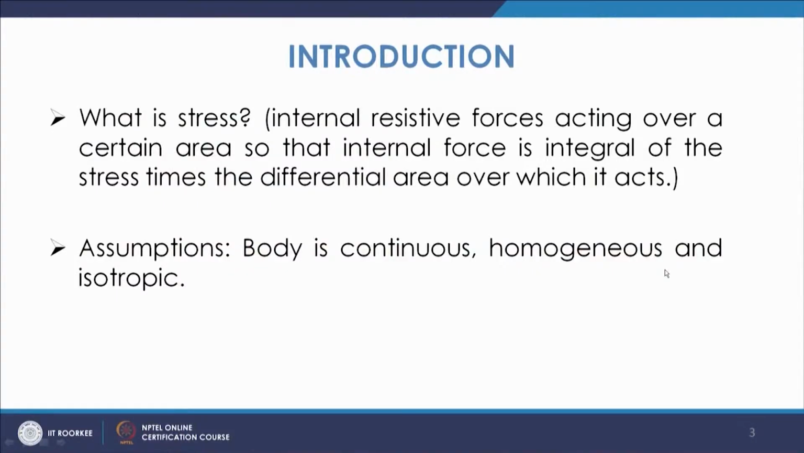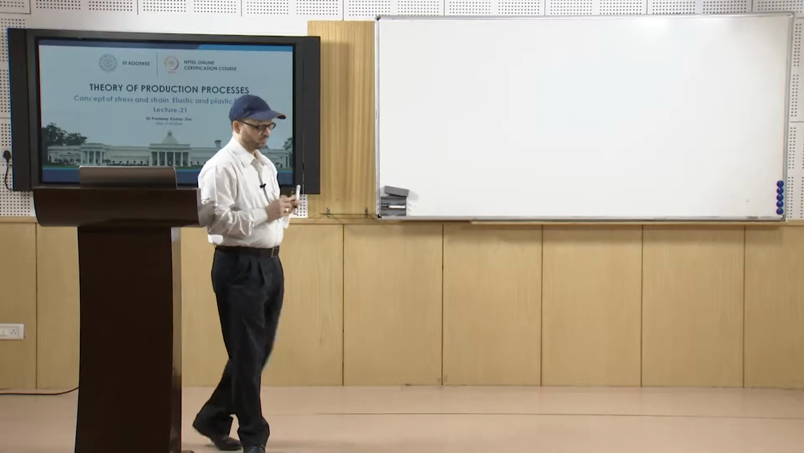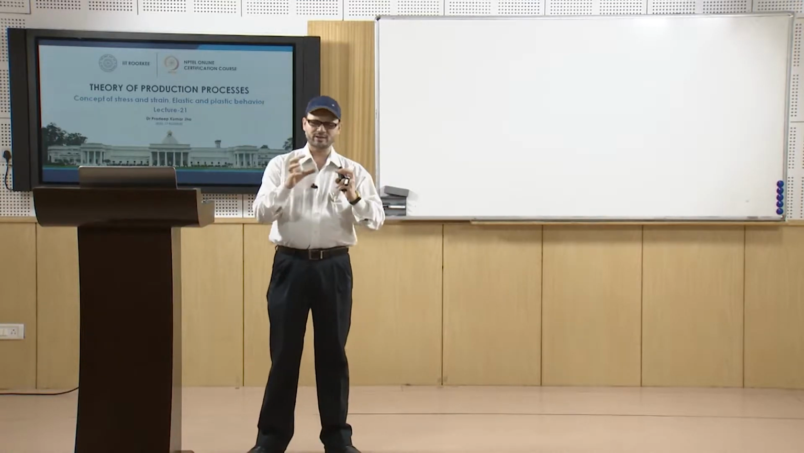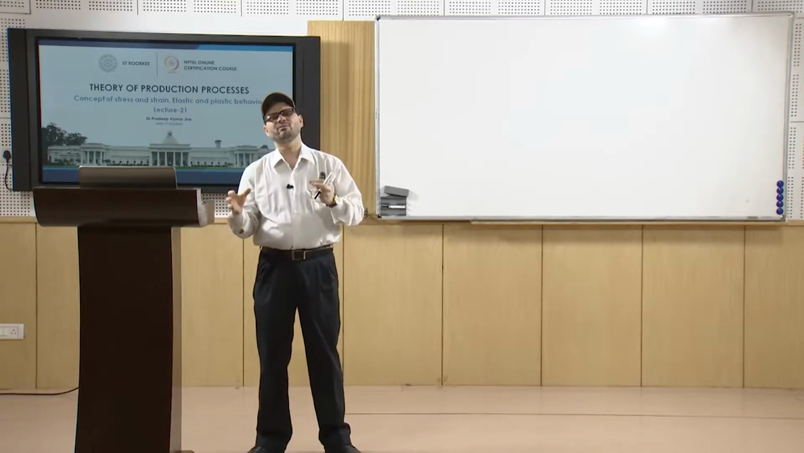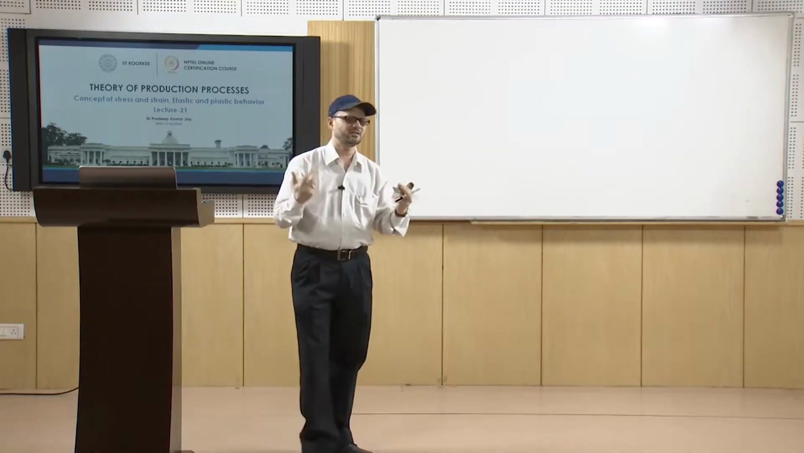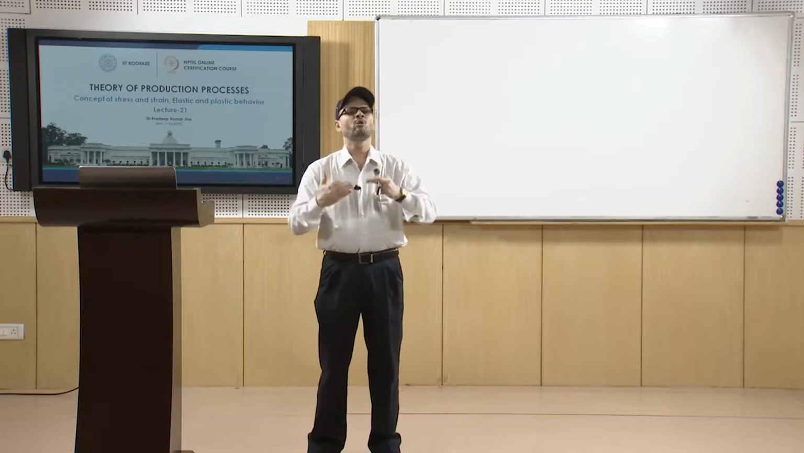Then the material is homogeneous. Homogeneous means the body has identical properties at all points. So, at every point of the body it has identical properties. It is made of the same material in one sense. So, that is homogeneous.